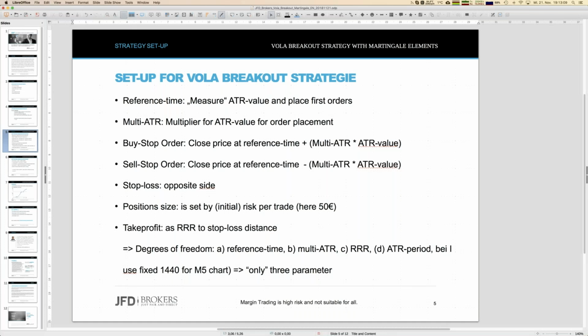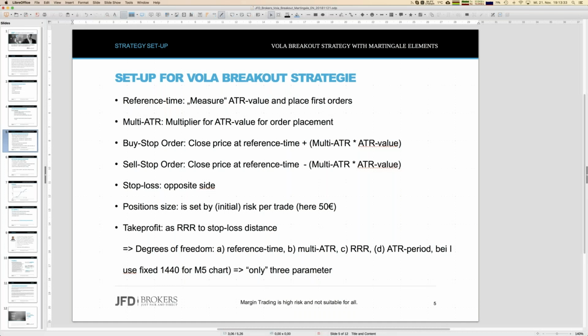We start with what I call a reference time. That might be, for example, 10 o'clock. And that point in time is our starting point. So what we do there are two things. First is we will measure an ATR value. So we need an ATR.